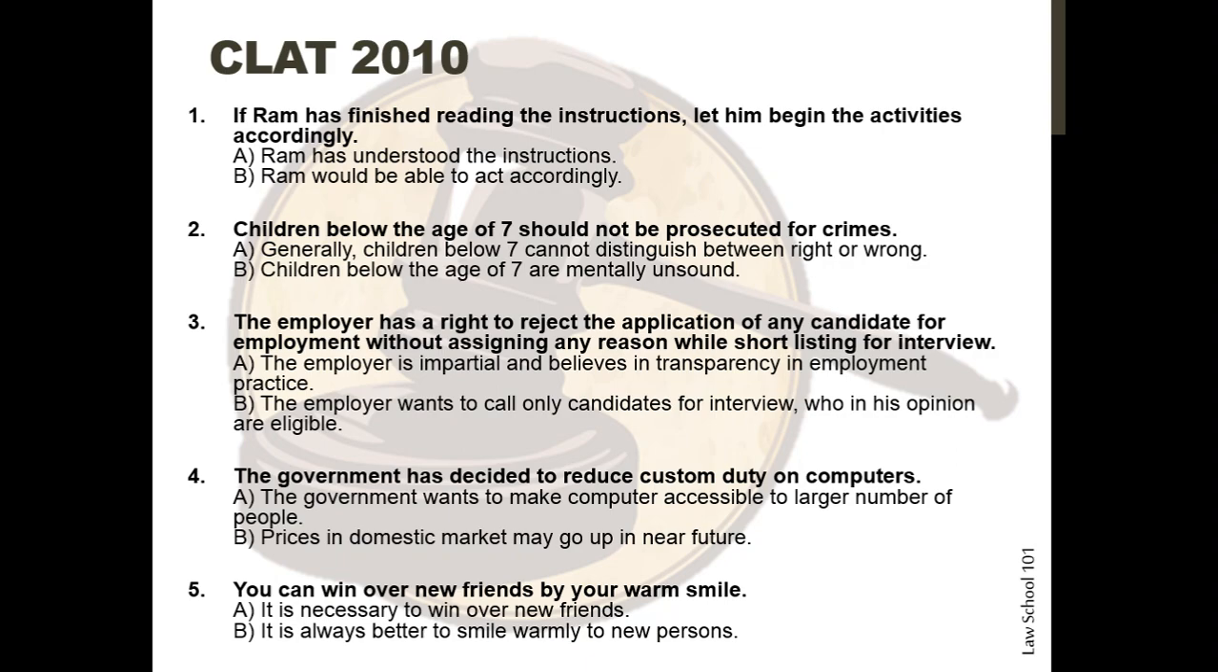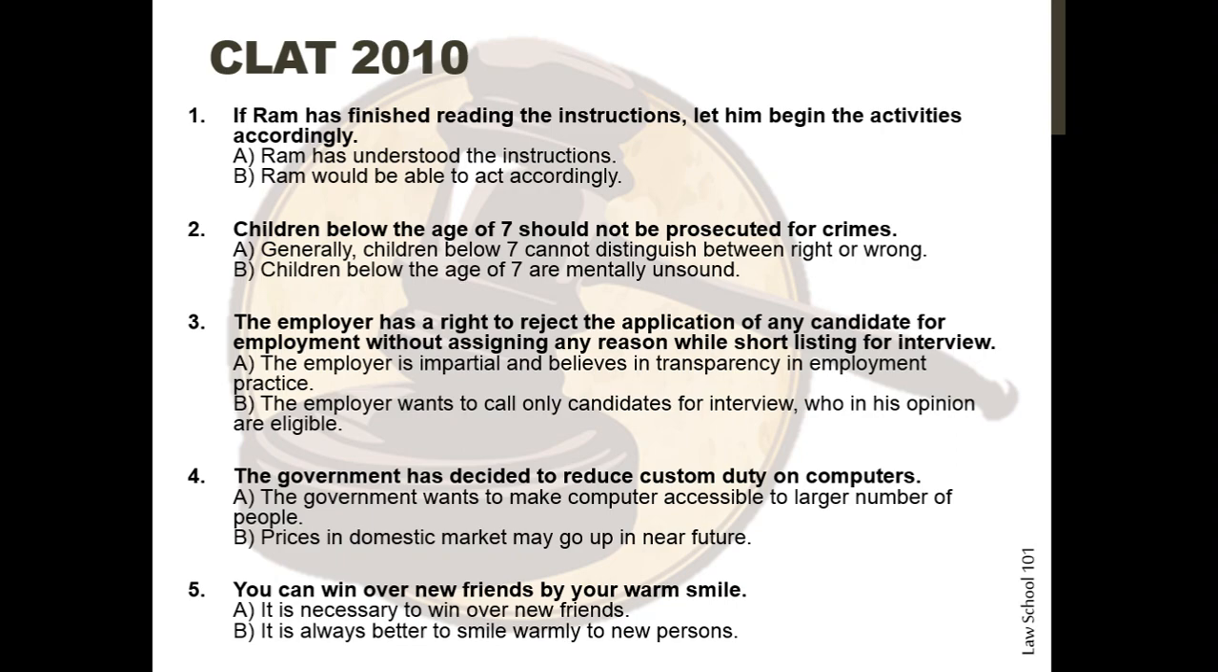It does not anywhere talk about impartiality, transparency, etc. This is just new information, totally irrelevant to the question. Do not get confused. So A is an incorrect assumption. B, however, is what I talked about, that the employer wants to call only candidates for interview who in his opinion are eligible. So it is his opinion, his choice that is paramount, and this B is the correct assumption.